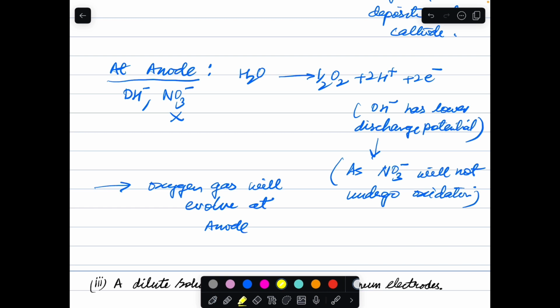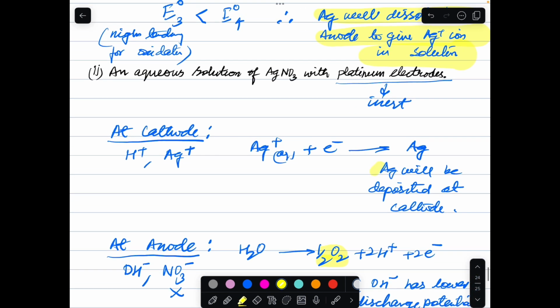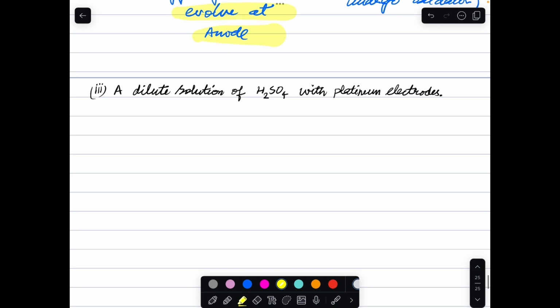So this is the reaction, this is the oxygen gas which will evolve at anode, and at cathode your silver will be deposited. This is the reaction in the second case. Now in the third case, we are having a dilute solution of sulfuric acid with platinum electrode. Platinum electrode, again inert electrode. So in this case we will write down the reaction.